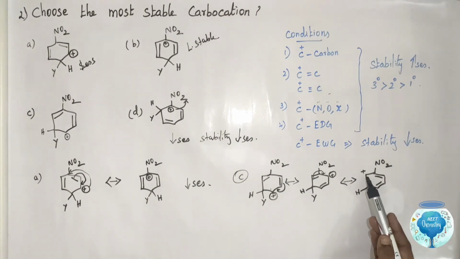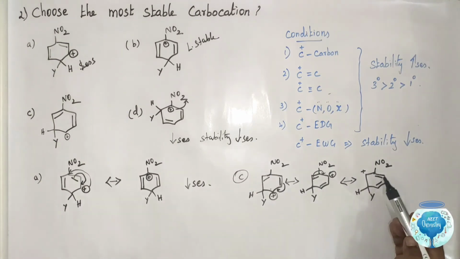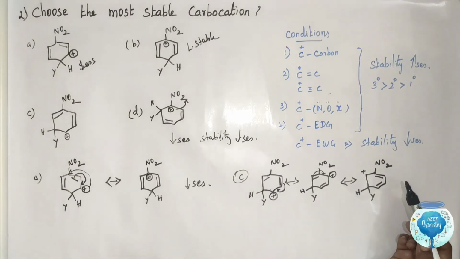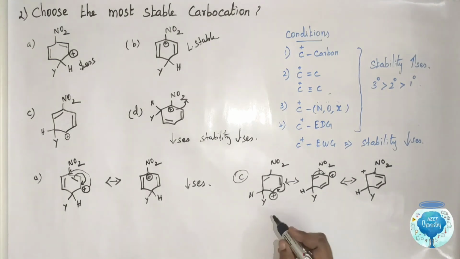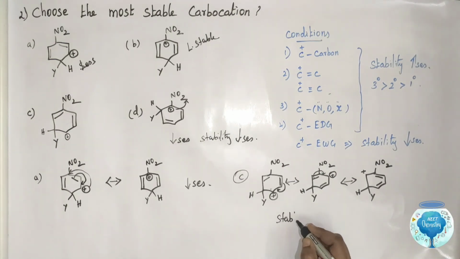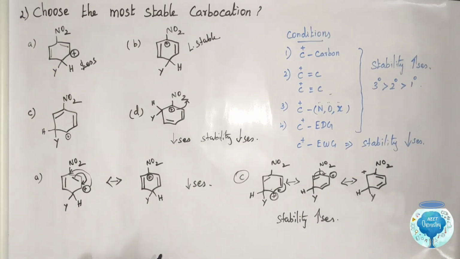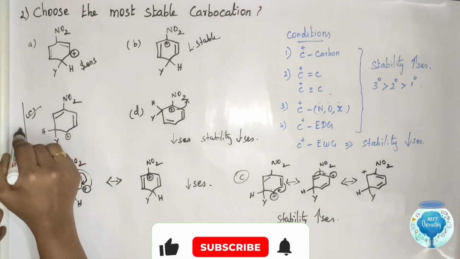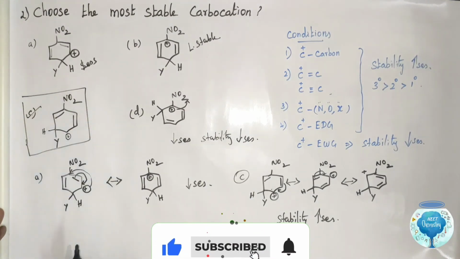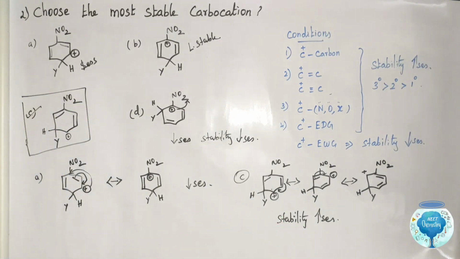This carbocation does not end up attached with the electron withdrawing group. So it is more stable due to the lesser electron withdrawing effect of the NO2 group. So it is more stable. Stability increases. So from these four options, which one is the more stable carbocation? Option C is the more stable carbocation than the other three options. Thank you.